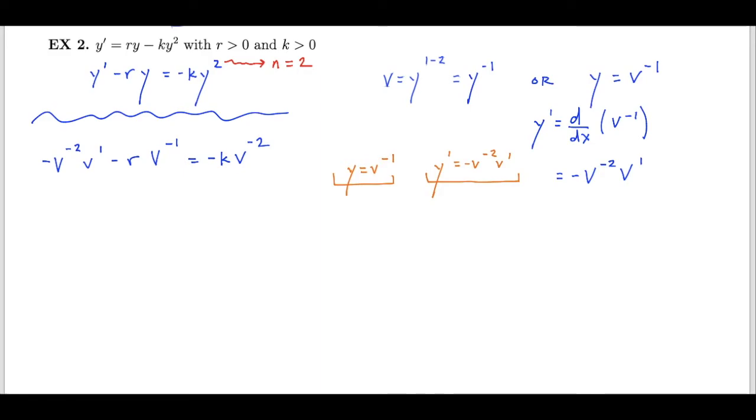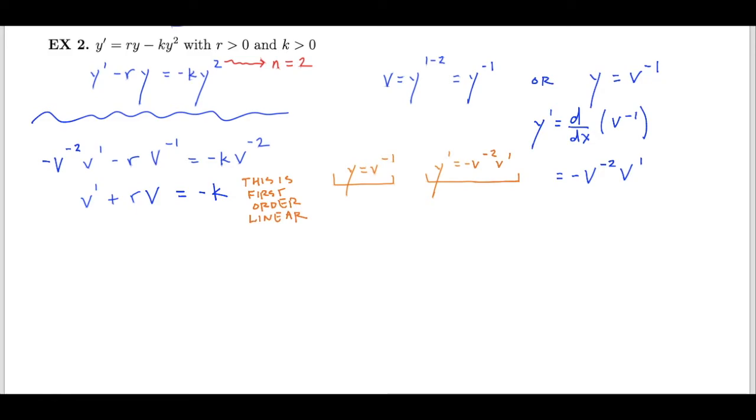Making those substitutions yields this new differential equation in terms of v. And once again, to start the solution process for this differential equation, I'll multiply through by, in this case, negative v squared, just to clear out this coefficient term and clean up the structure of this differential equation a little bit.